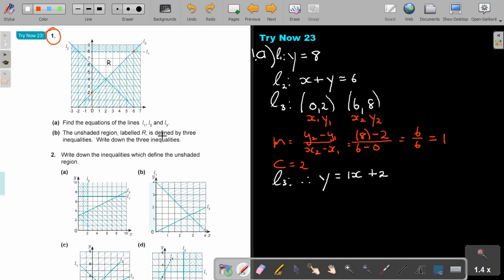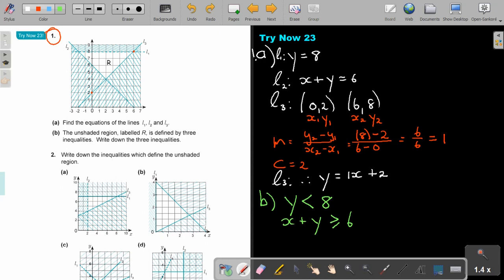The unshaded region is labeled R. Define the inequalities. Now this is very easy, especially with the method I showed you. In this case, it's dotted, and it's down, so it will be y is smaller than 8. Then the next one, L2: there is the line, but the region is up from the line. That's bigger. So it will be x plus y, and it's a solid line, so bigger and equal to 6. Or it can be y is bigger and equal to negative x plus 6.